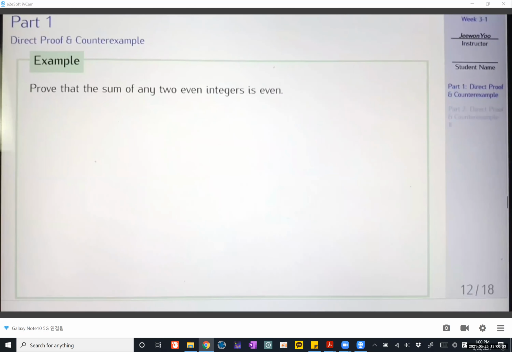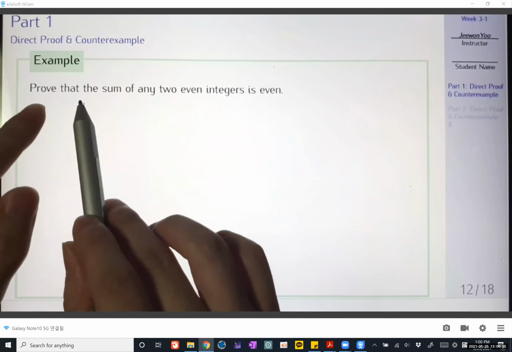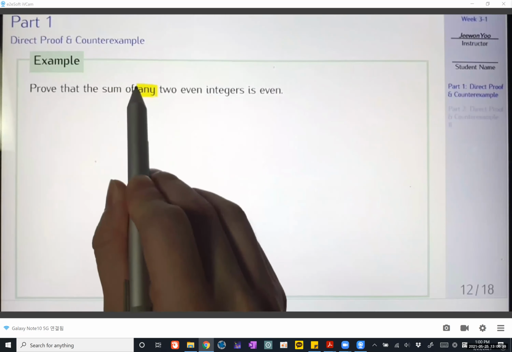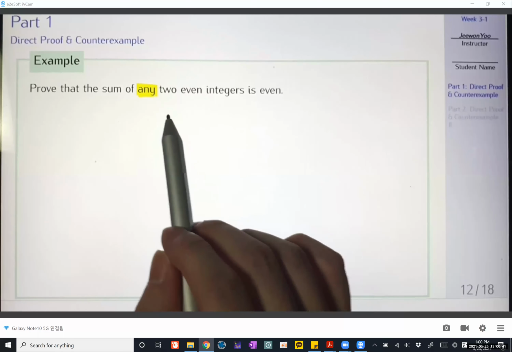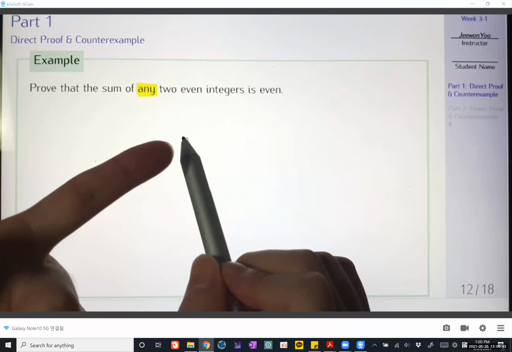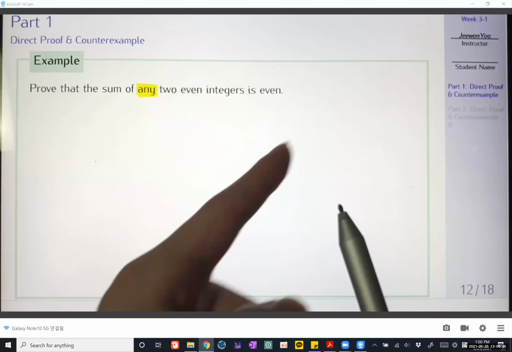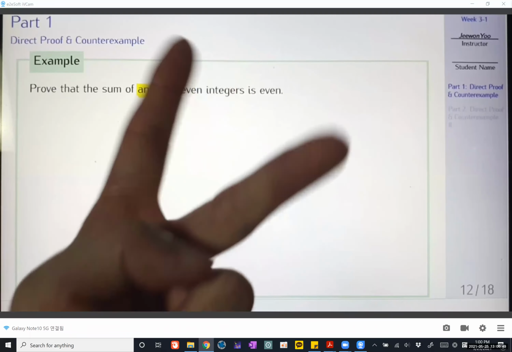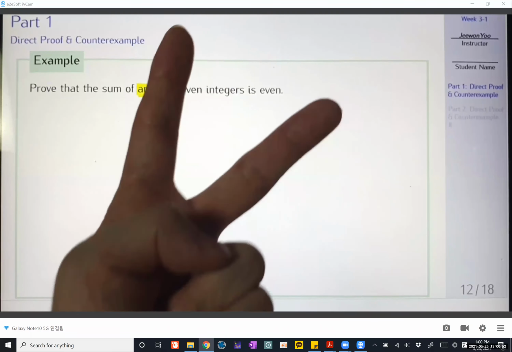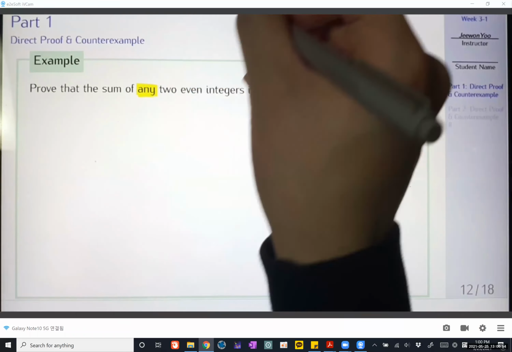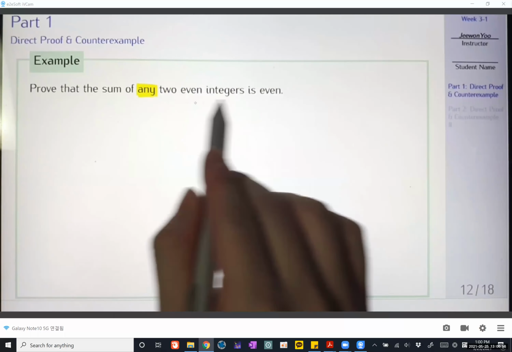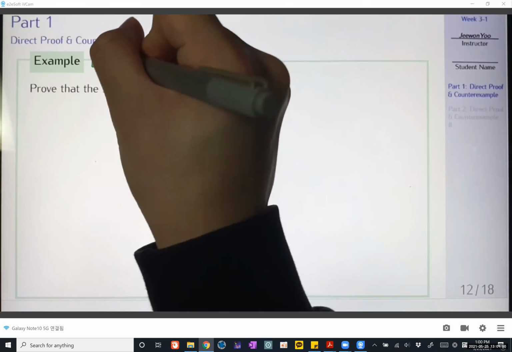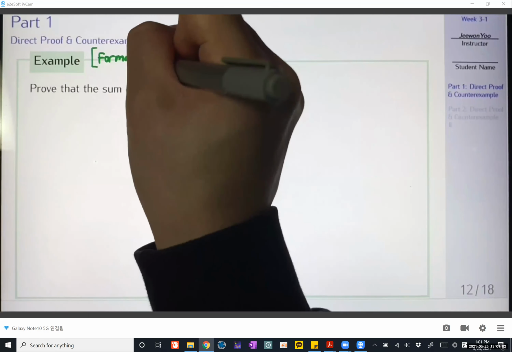Okay, the question is this. Prove that the sum of any two even integers is even. I'm going to highlight the word any, because any is a good indication of a universal statement. And proving a universal statement, there are two methods: method of exhaustion or method of arbitrary elements. So let me first change this to formal language. Formally, quantified statements look like this.